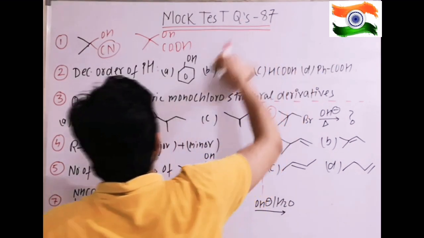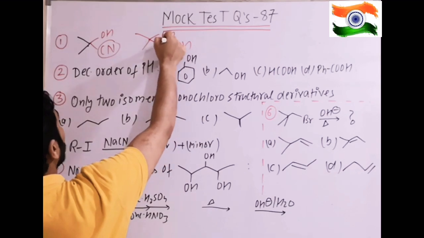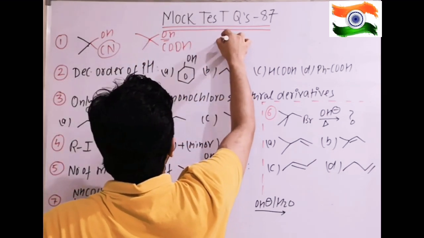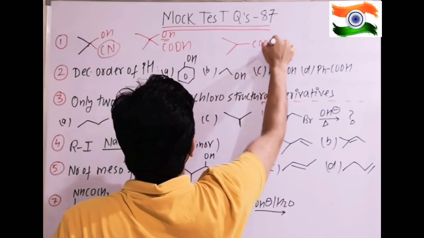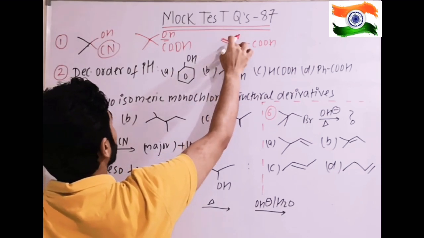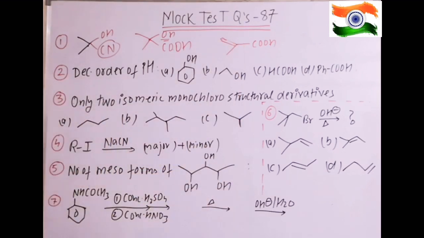When you see the options, you can easily understand. Then after this step, from the alpha carbon OH will leave, from the beta carbon H will leave, and we will get which compound? We will get this product, double bond here. Okay. Then next question is decreasing order of pH.